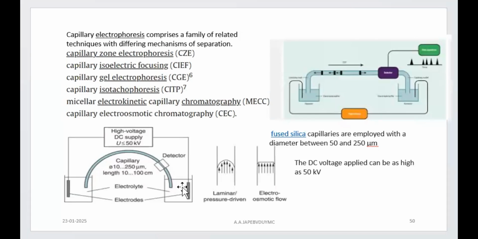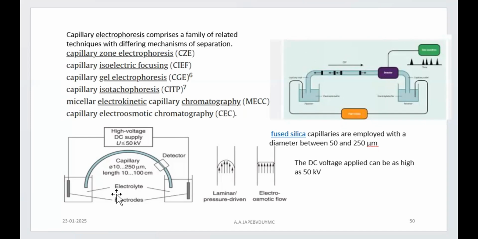Now it is shown like an arc, and this is the current source. So a DC supply is there, about 50 kilovolt DC is applied. And if you see the capillary, the inner diameter of the capillary, as I said earlier, is in the range of 10 to 250 micrometers. And these are a few silica capillaries. And here the current is applied, and it is going to carry out the electrophoresis process and separation of analytes.